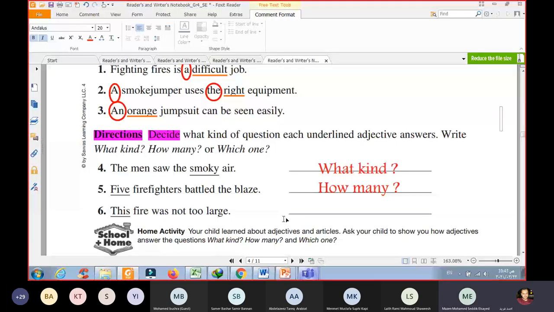Okay, wait. There is a question by Mazen. Go on and ask, Mazen. I'm all ears. No, this is not a question. The fire was not too large. Wait, this is for Abdulaziz Tariq, because if Abdulaziz Tariq doesn't answer, he will kill me. So, Abdulaziz, go. That fire was not too large. Which one? Yeah, which one? Because we are asking about a specific fire. So this is which one. It's asking about which fire.